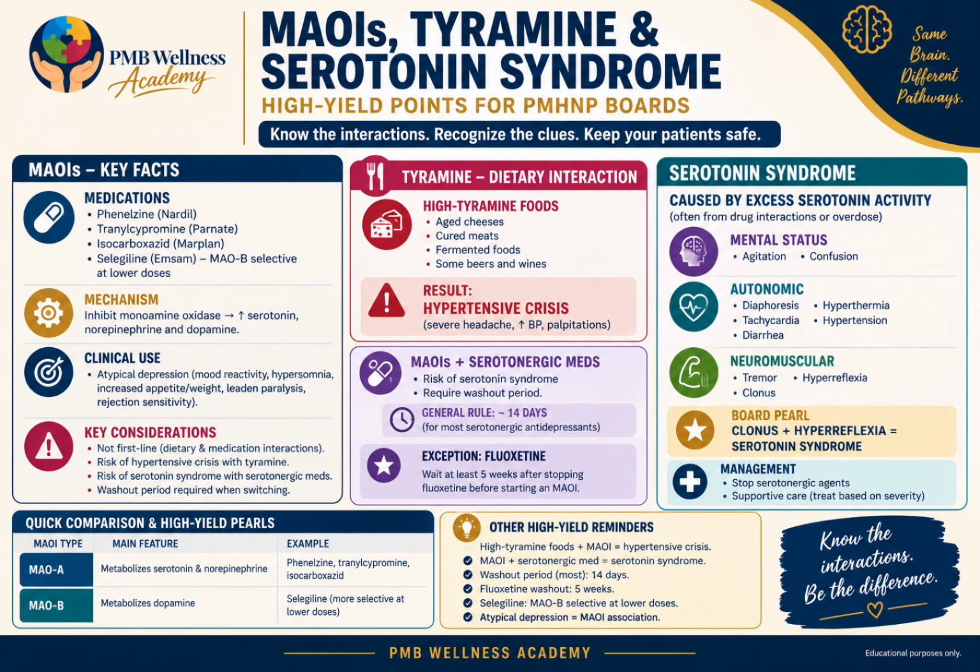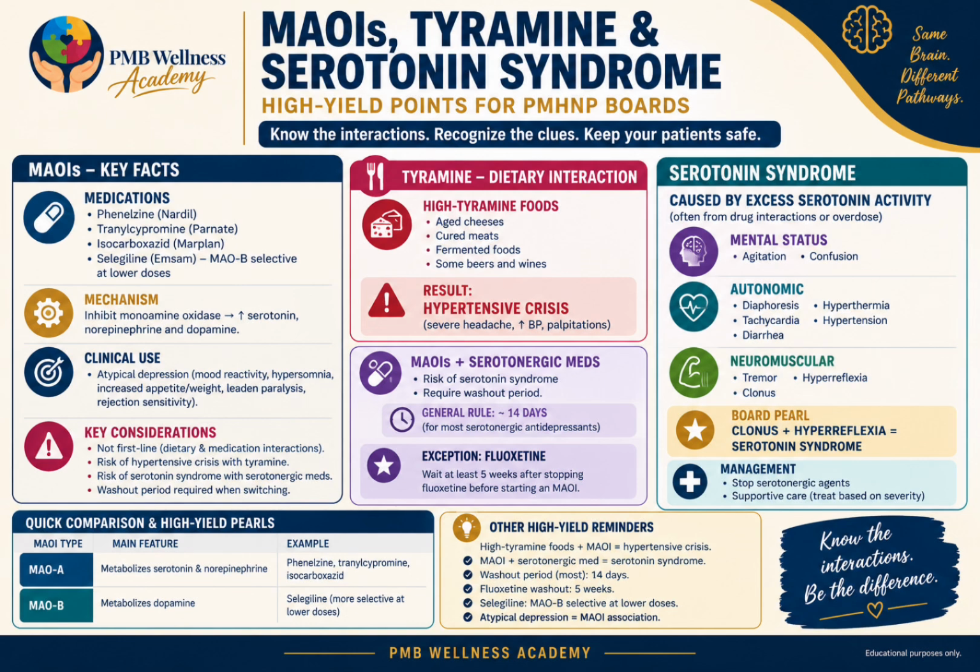Okay, now we'll discuss monoamine oxidase inhibitors, MAOIs. Monoamine oxidase normally breaks down monoamine neurotransmitters. When the enzyme is inhibited, concentrations of neurotransmitters such as serotonin, norepinephrine, and dopamine increase. There are two major forms of monoamine oxidase, MAOA and MAOB. For depression, MAOIs are generally not first-line medications because of their substantial dietary and medication interactions, but they remain important for boards.